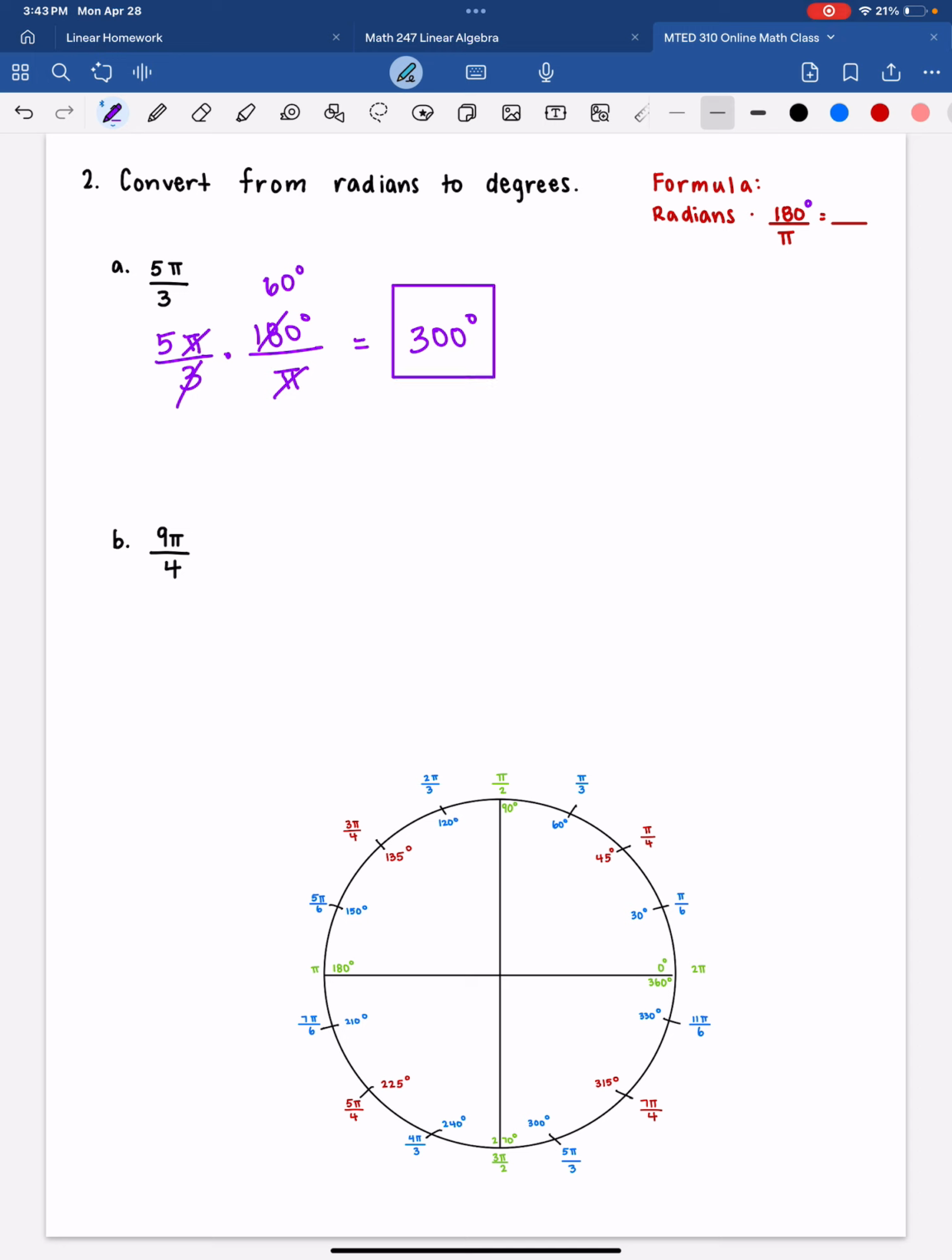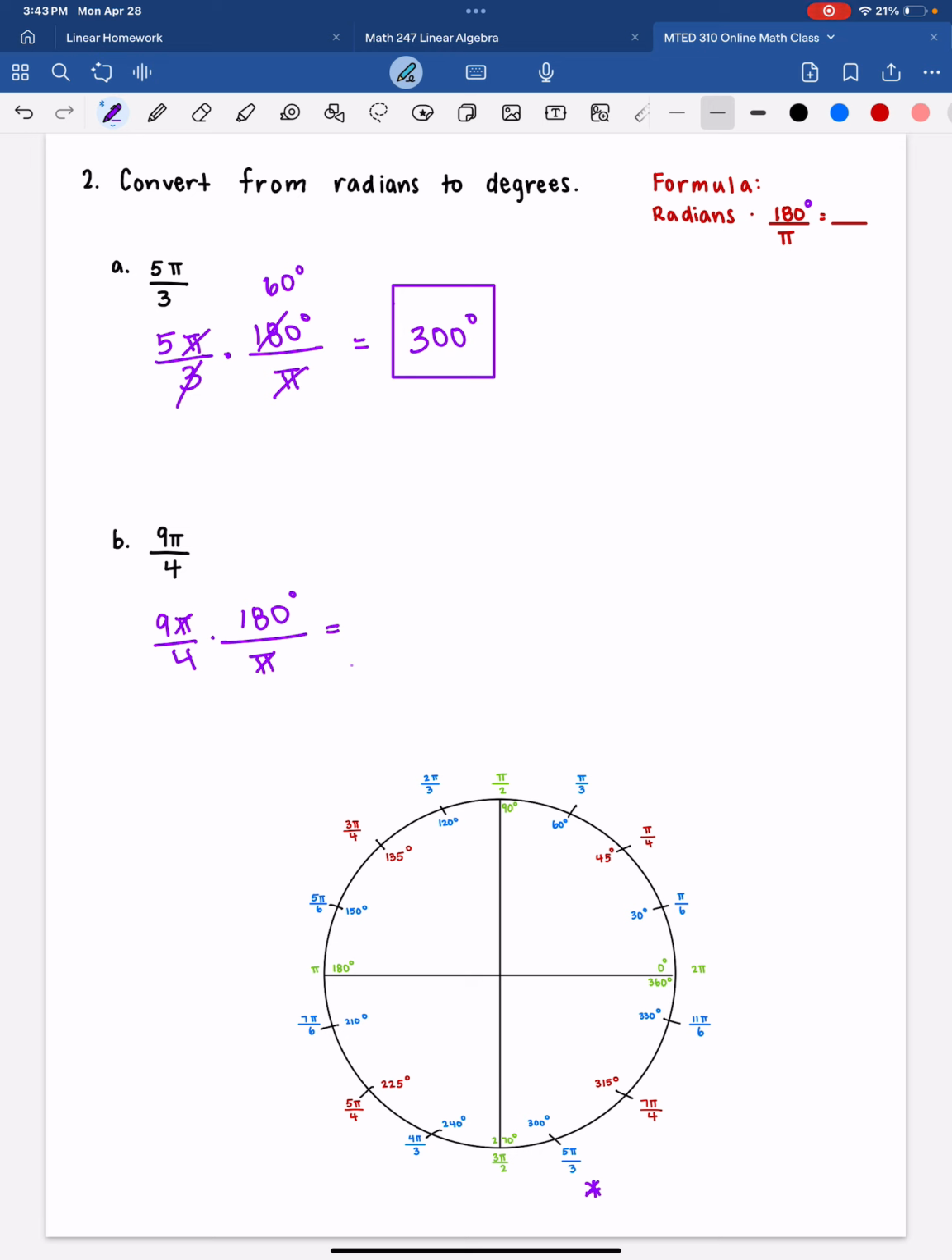Which is also on the unit circle, I believe. It is in the 4th quadrant on the bottom. 5 pi over 3 is indeed 300 degrees. Now we're going to do 9 pi over 4 times, again, the value of 180 degrees all over pi. Now this one we can just multiply straight across, cross-cancel the pi's.